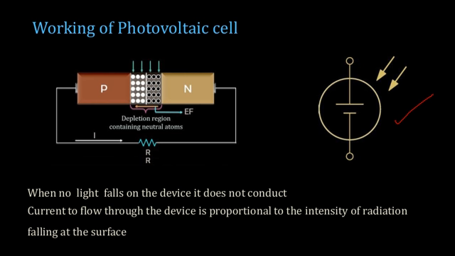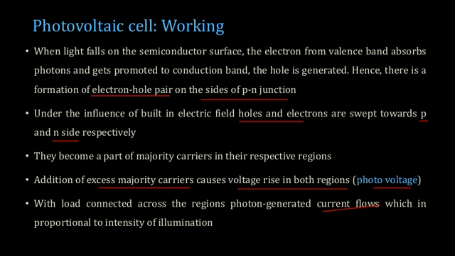By absorbing the radiation, you will have an increase in the charge carriers, and the charge carriers accumulate to provide some voltage across the junction, and that voltage causes some current to flow once the circuit is complete. So that is the basic working of a photovoltaic cell.